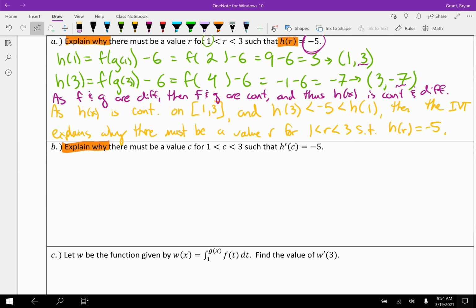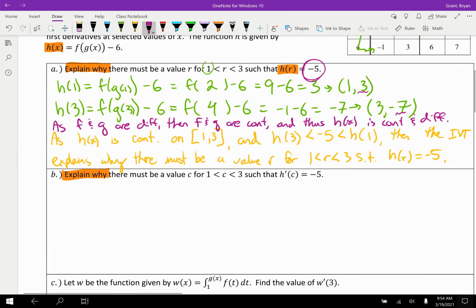Explain why there must be a value c such that h prime. Now, there are two ways to do this. One way they made very carefully sure wouldn't work for you. So I'm actually going to do the way that doesn't work first. You might look at this, say, this is h. They're asking about h prime. So I'm going to use the IVT. In order to use the IVT, we need the same equation, h and h. So if this is h prime, I need h prime.